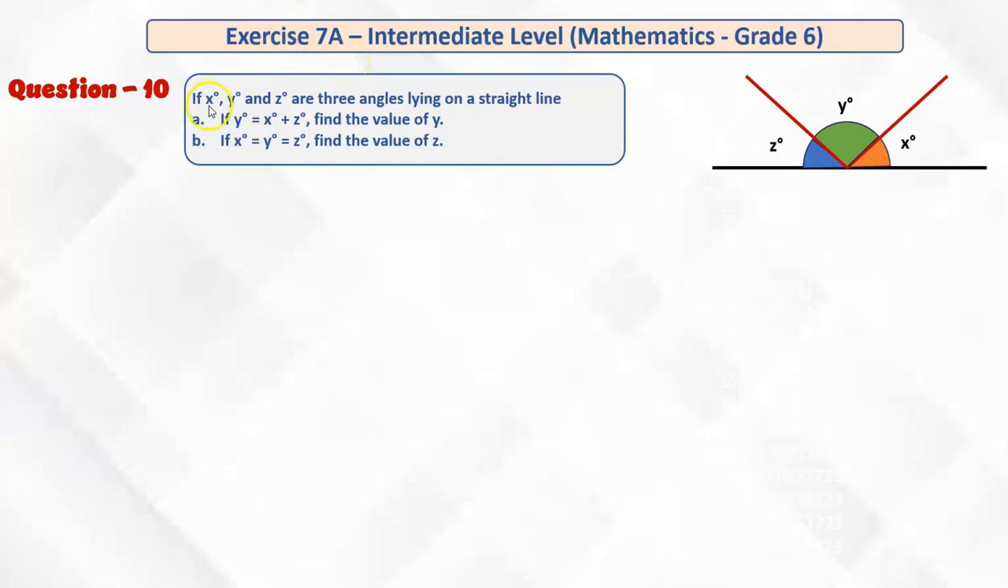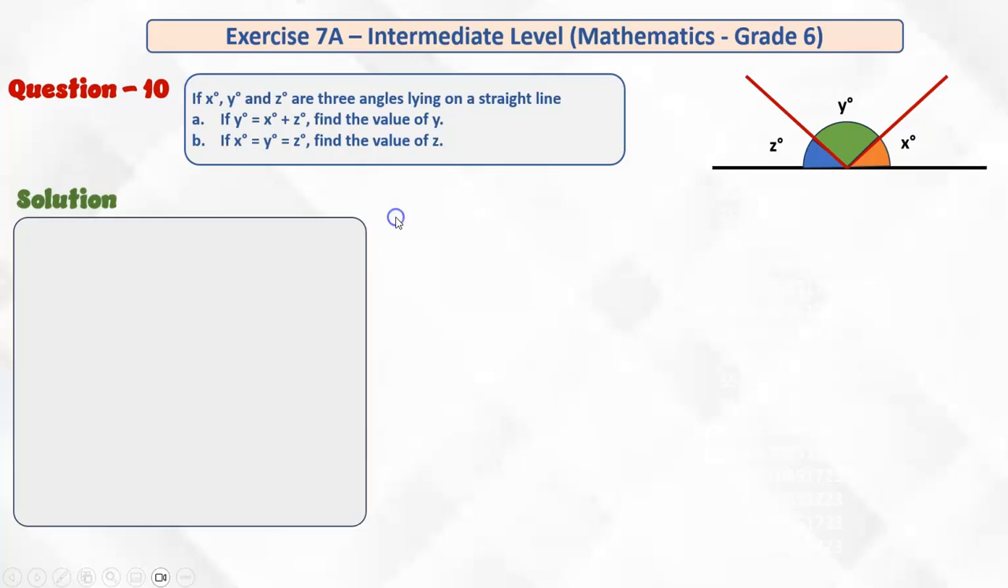So the question says that if x degree, y degree and z degree are three angles lying on a straight line. If you look at the right side, you have a straight line and then we have x degree, y degree and z degree denoted by orange, green and blue angles. Part A says that if y degree is x plus z, then we have to find the value of y degree. And if x is equal to y is equal to z, if all these three angles are equal, then we have to find the value of z. So let's start to solve this question.